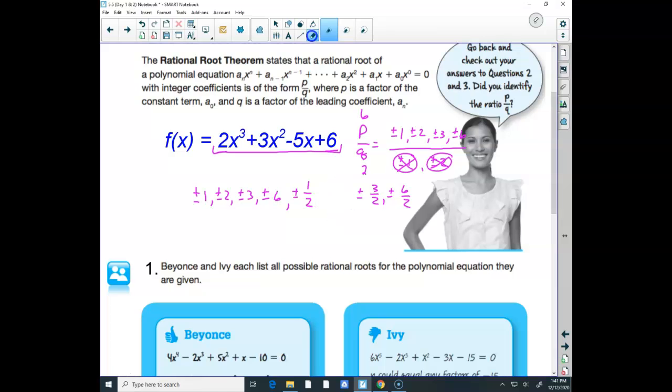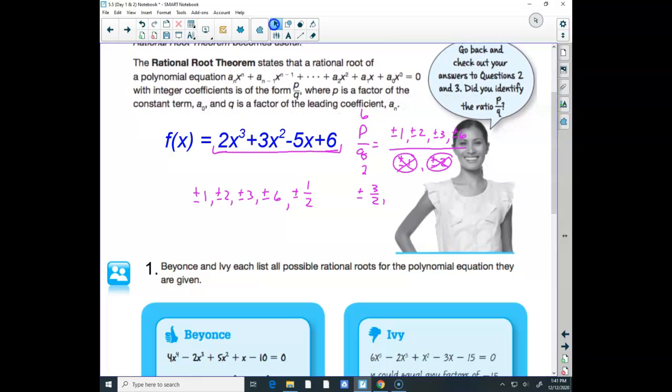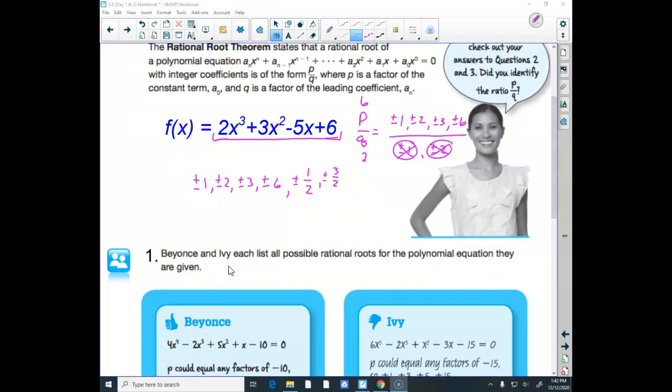And 6 over 2, that's the same as 3, so I'm going to get rid of this one. Then I'm going to take this. Hold on, I need to get that off of it. I just wanted to write those a little bit tighter.